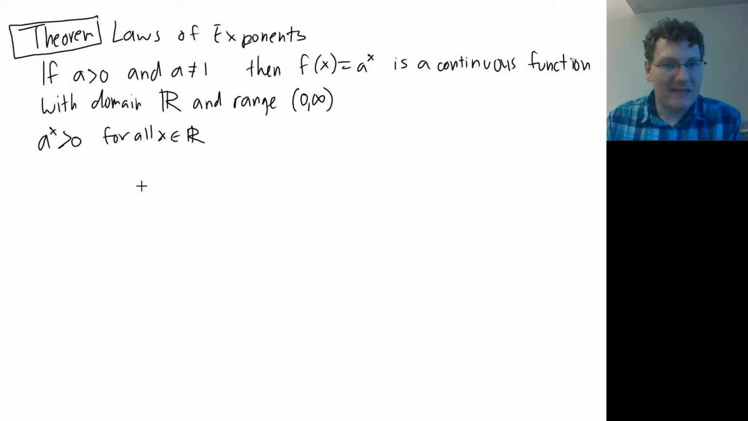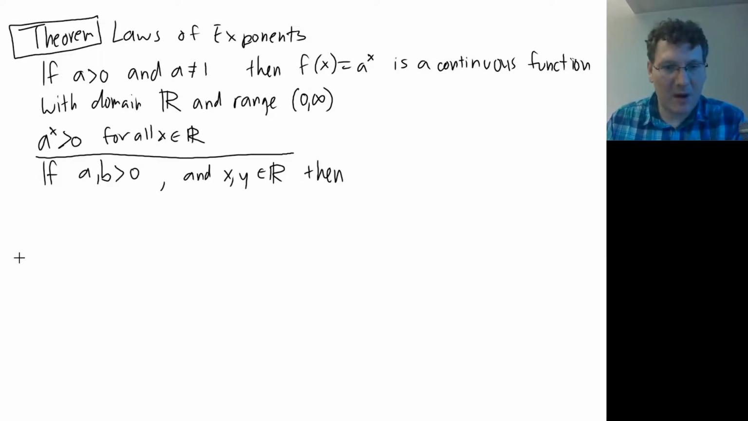Okay, so another fact, a to the x is going to be positive for all x. Doesn't matter if the exponent is negative or positive, it's going to have a positive value. And so here are some other properties for any two a and b that are positive and any x and y in the real numbers, positive or negative.